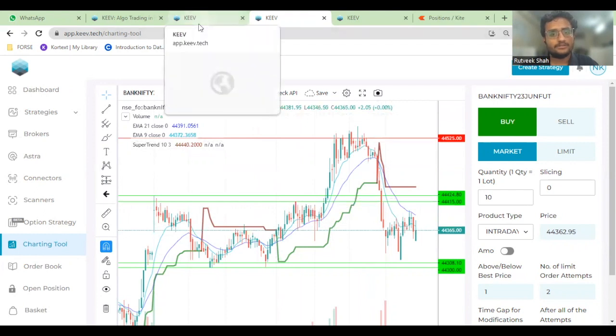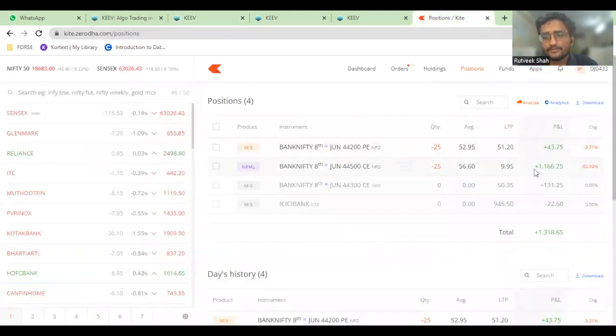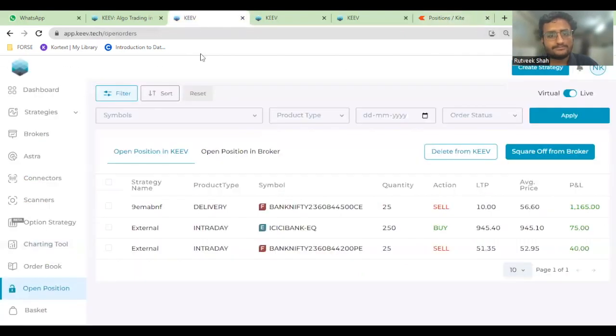So let's look at the open position right now. We can currently see that we are earning approximately 1,200 rupees from this trade. We will cross check it with the broker. Yes, it is the same price. So we can see that we sold the 44,500 call at around 56 rupees as it was triggered from our end, and it is currently trading at around 9 rupees.